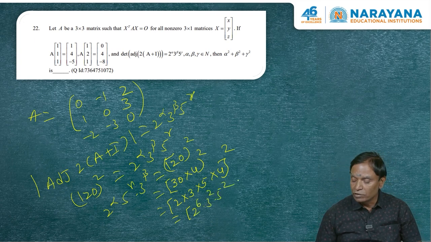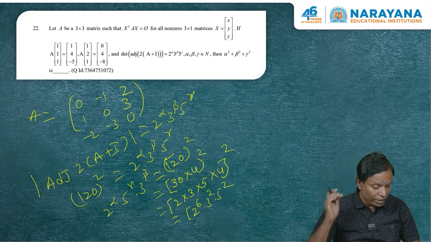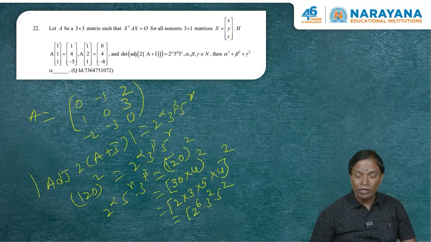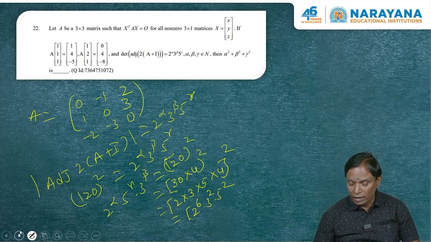You can get the values of alpha, beta, gamma. Then you can find the value of alpha square plus beta square plus gamma square. Alpha will be 6, beta will be 2, gamma will be 2. Then you can calculate it.